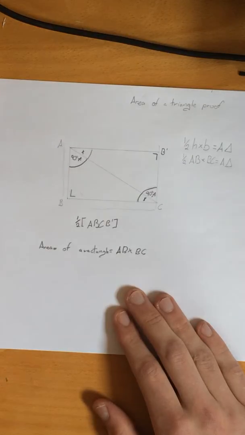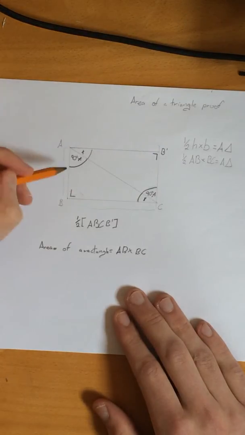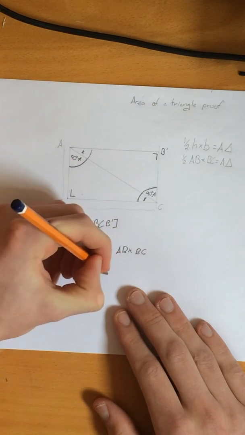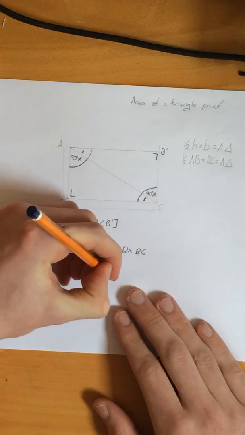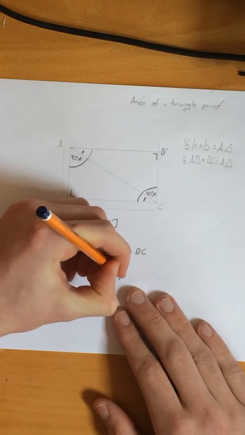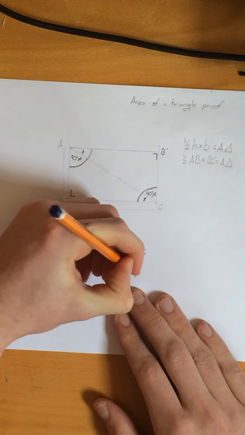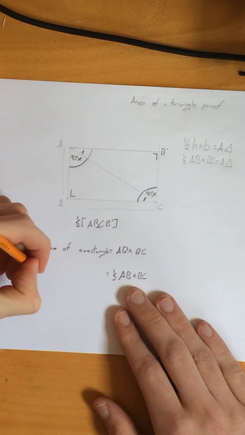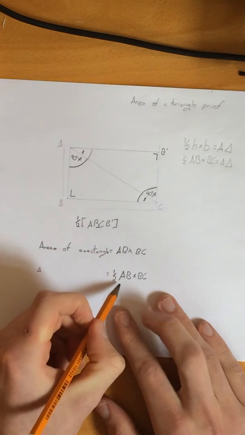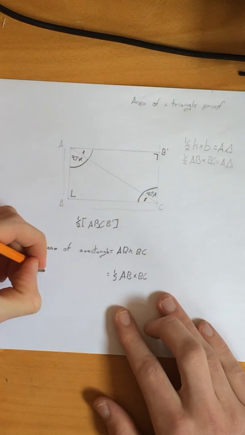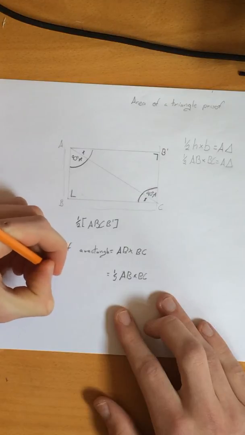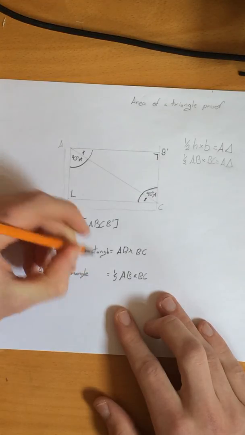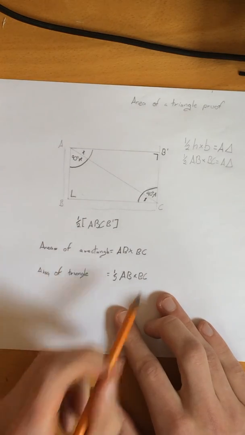So now, to find the area of this triangle, all we have to do is halve this. So if we go half AB multiplied by BC, that will give us the area of a right angle triangle. And that is also the formula that we ended up with up here. So area of triangle equals half AB multiplied by BC.